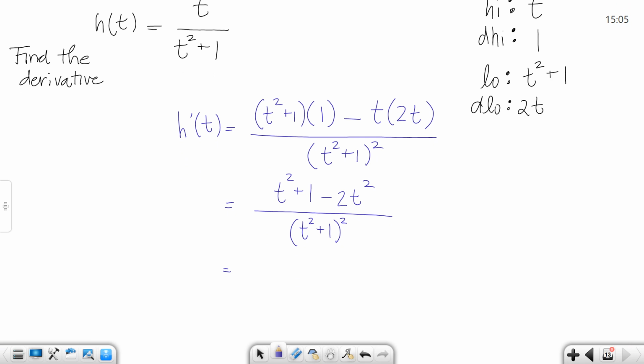Finishing this up, 1t minus 2t would give me a negative t squared plus 1 over t squared plus 1 squared. And that's how it would look.